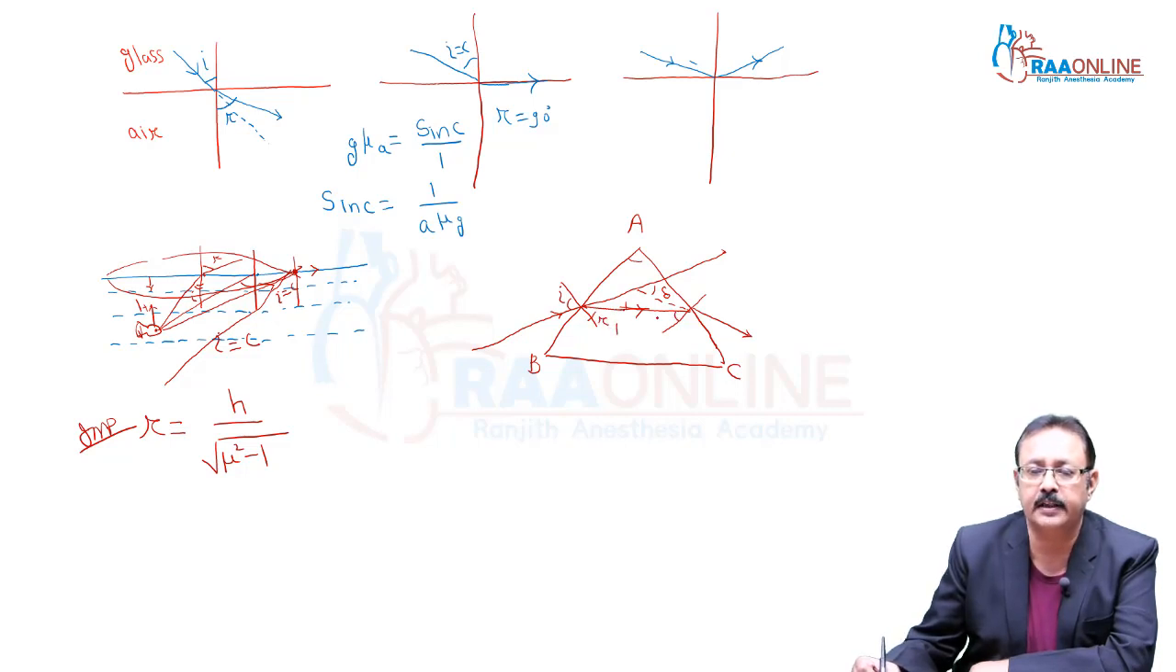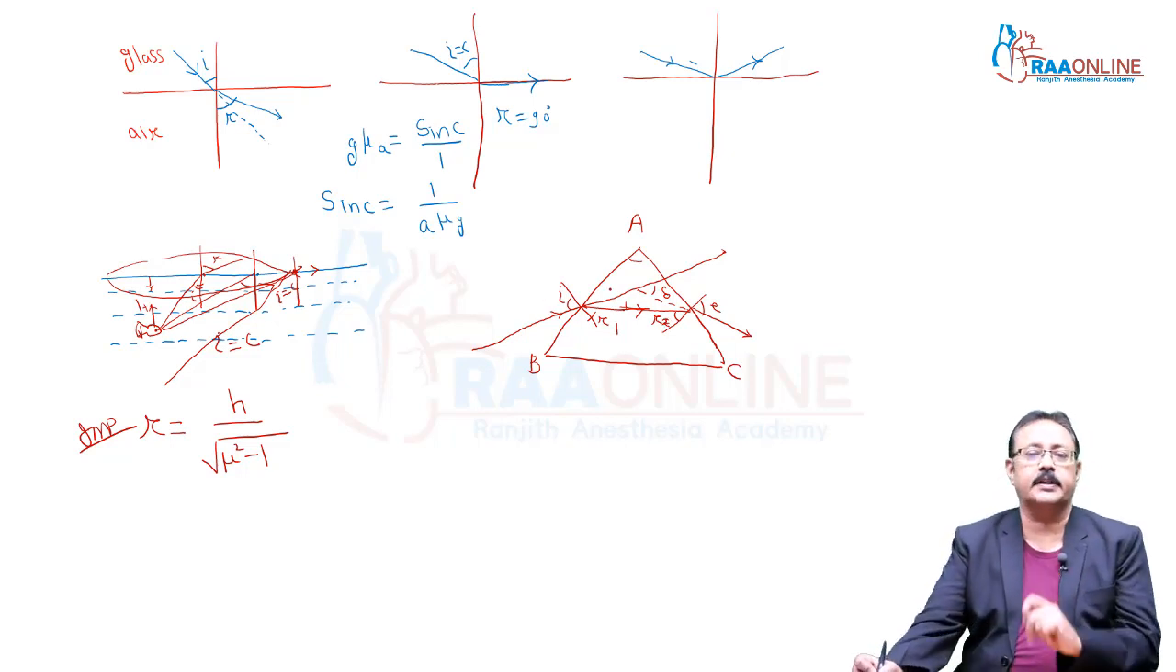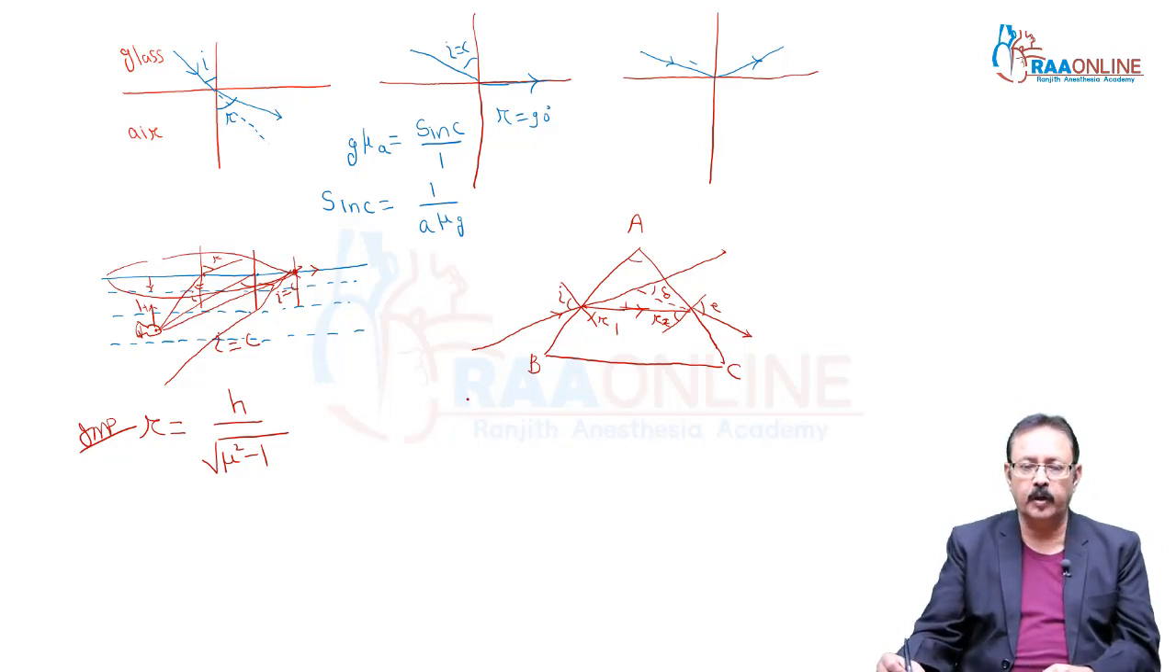It is the angle of incidence for the second surface. It is the angle of emergence. If you change the value of I, the delta will change. If you plot the graph between I and delta, the angle of deviation, against the angle of incidence, you find this type of graph.